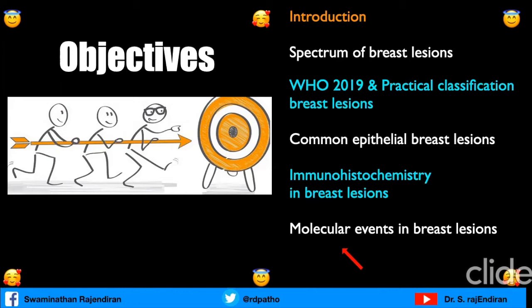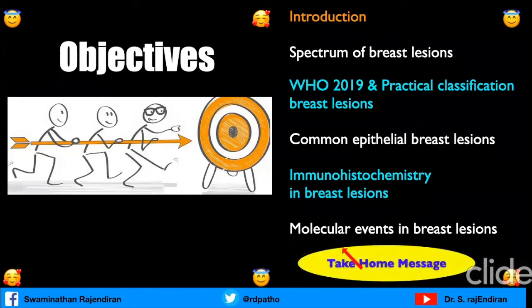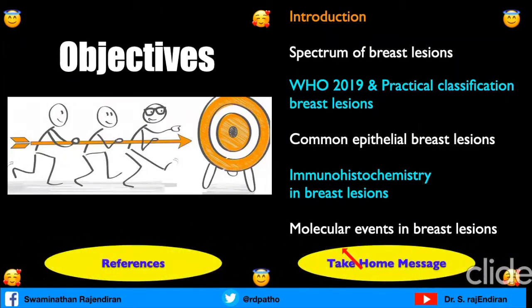And then I want to touch upon the immunohistochemistry that is useful in the differential diagnosis of breast lesions. None of the talks are complete without telling about molecular events. There are so many things happening, but I will tell what are all the proven molecular events in breast lesions very briefly. And I will end with some take-home messages, and I will give you some references so that you can go through them.